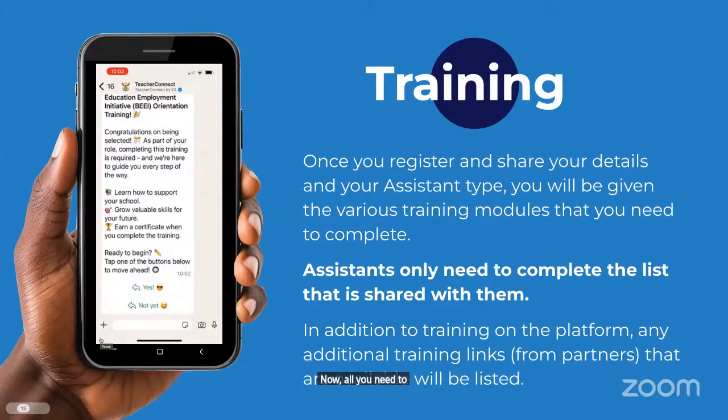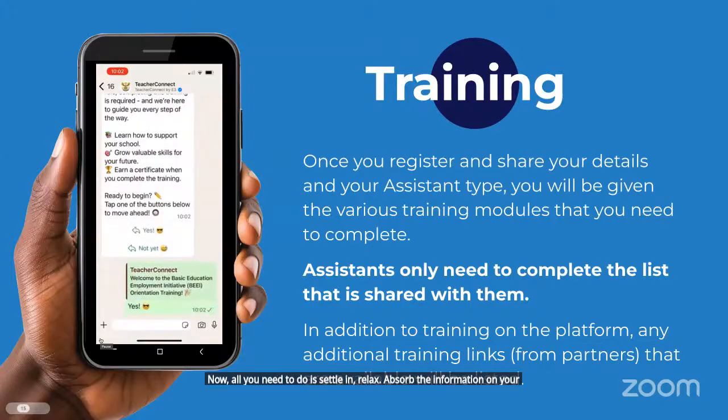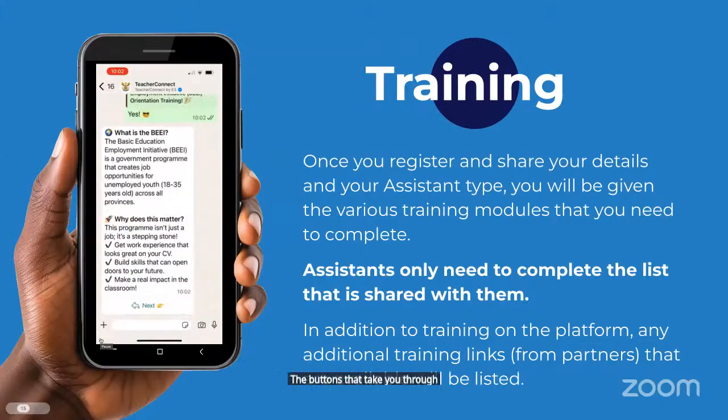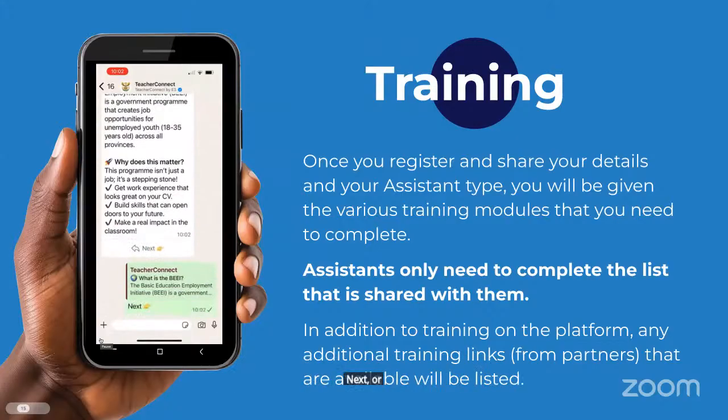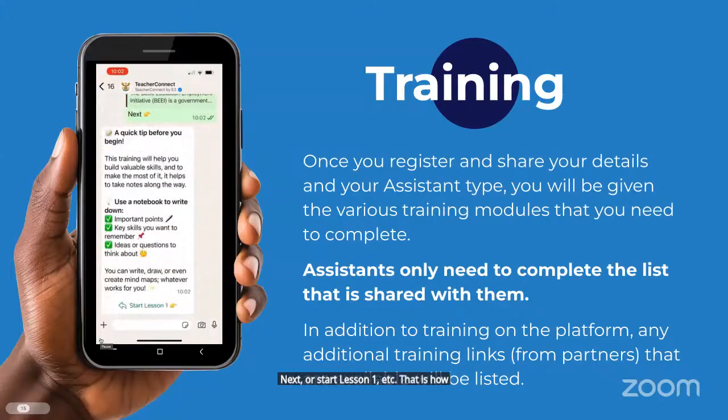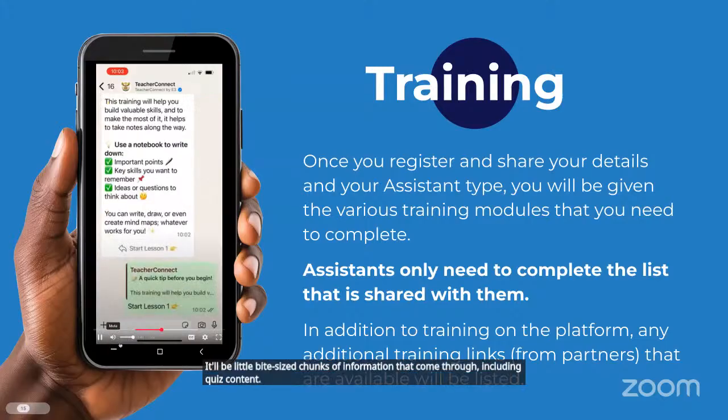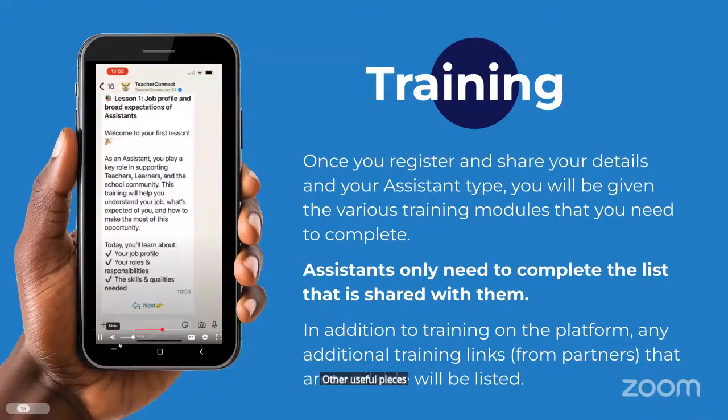Now, all you need to do is settle in, relax, absorb the information on your screen, and tap the buttons that take you through. You'll see at the bottom of each message, there'll be a button that says next or start lesson 1, etc. That is how you move through the training, tapping each button once you've absorbed the information on your screen. It'll be little bite-sized chunks of information that come through, including quiz content and other useful pieces of information that you need to know to set you up for success during your contract as an assistant.